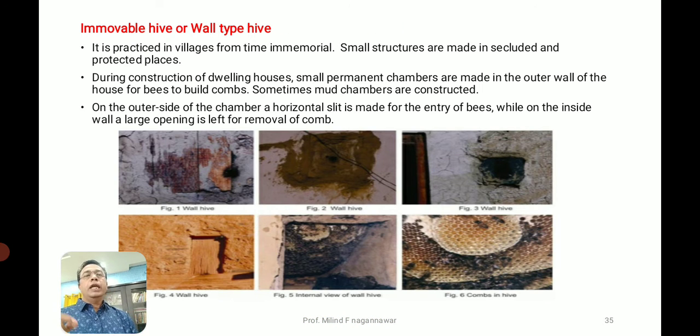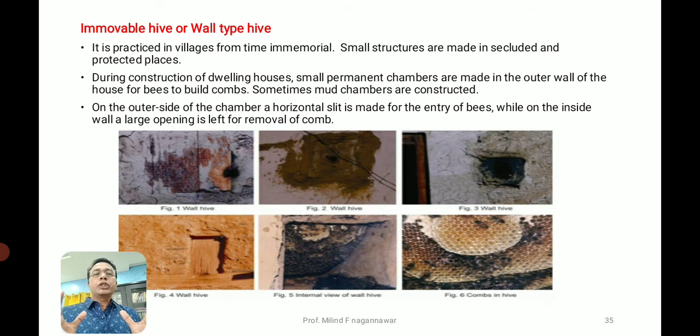Now, in the immovable hive we will study the wall type of hive. The wall type of hive has been practiced in many villages from very long ago, from time immemorial. Is it clear? Where is it practiced? It is practiced in secluded and protected places. Secluded means a little isolated area, away from the residential or domesticated areas, and protected.